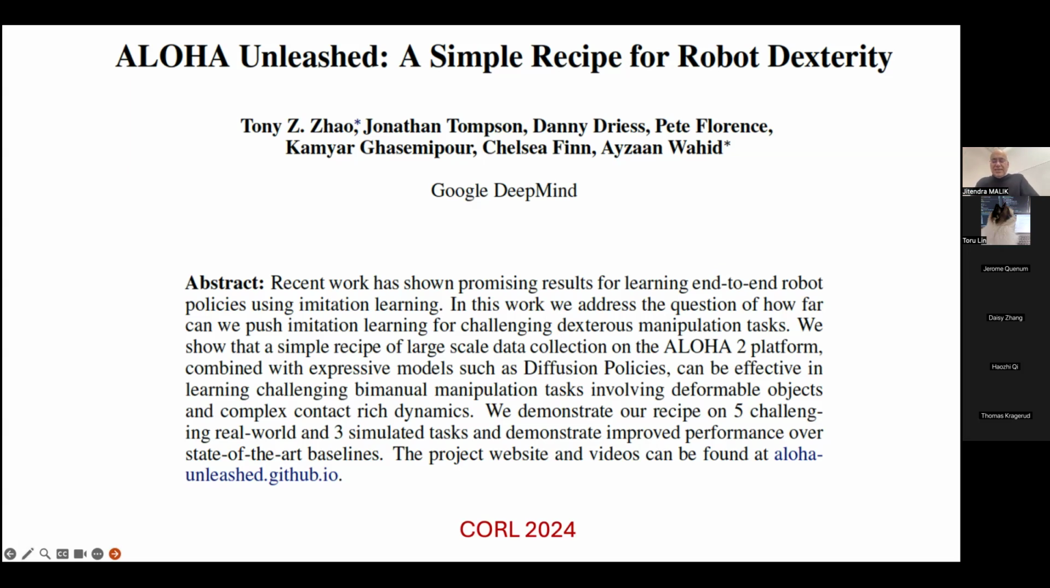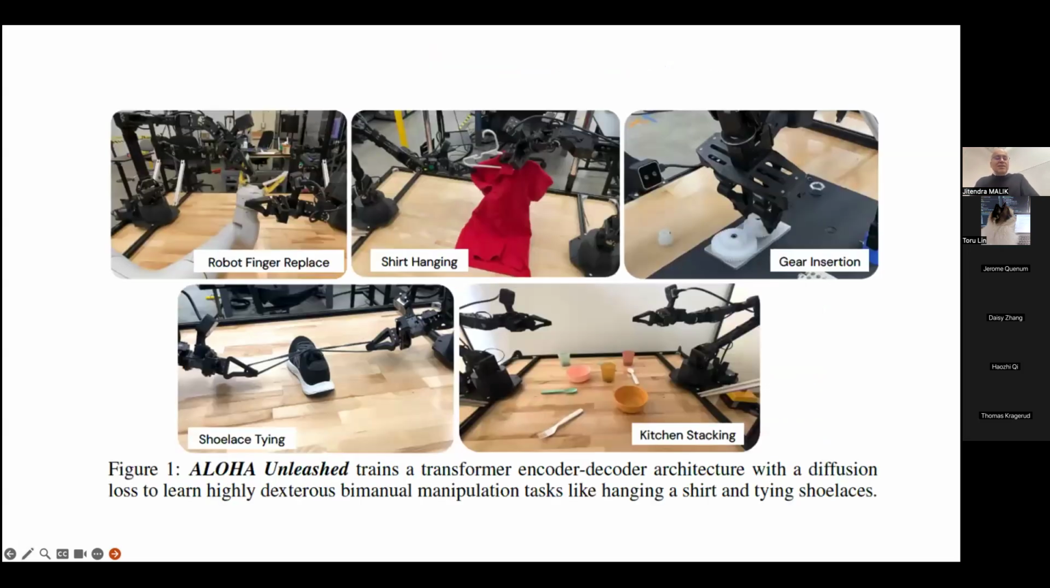Okay, let's see what their tasks are. I'm going to try to play the video in a second, but they picked fairly complicated tasks. One is robot finger replacement. Second is hanging a shirt on a hanger. Third is inserting gears. These are actually three gears that have to be inserted. Tying a shoelace. And then kitchen stacking. This is a kind of fake kitchen, but they have to put some bowls together and put the knife and fork into the cup and things like that.